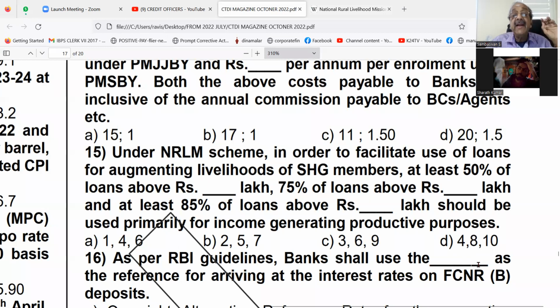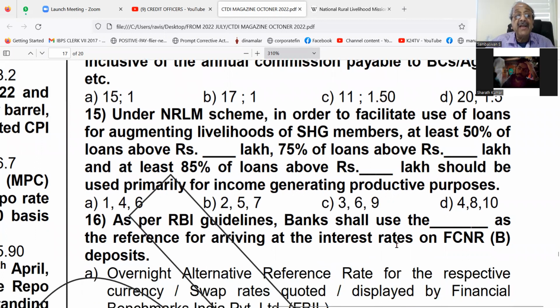Under NRLM scheme, in order to facilitate use of loans for augmenting livelihoods of self-help group members, at least 50% of loans above rupees dash lakh, 75% of loans above dash lakhs, and at least 85% of loans above dash lakhs should be used primarily for income generating productive purposes. The answer for this is A. That is, fill it up properly and read.